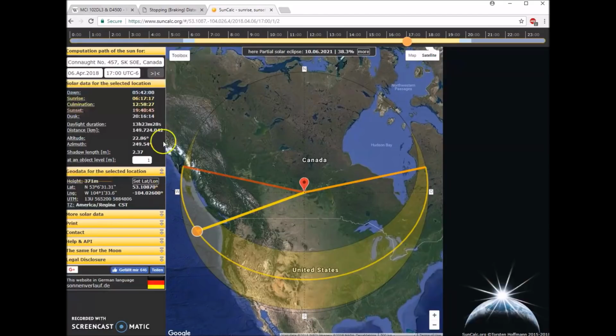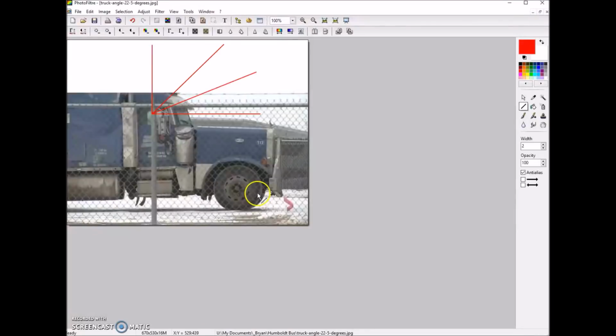Okay, so it does give, if the sun wasn't directly in his eyes, it certainly was low enough to be a nuisance, and he was driving directly towards it.